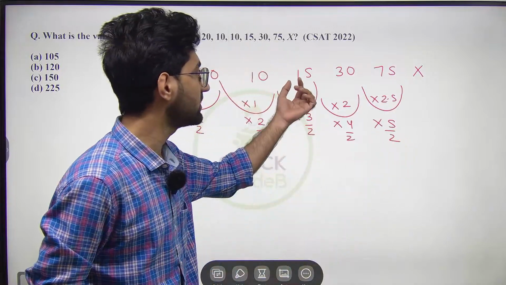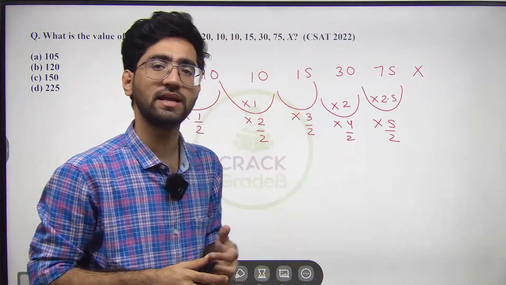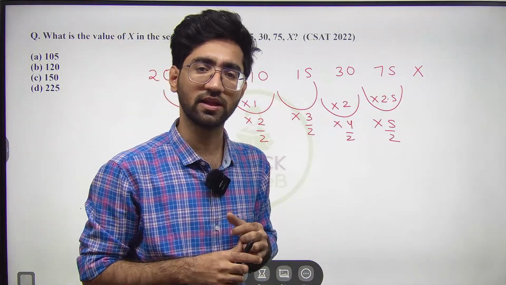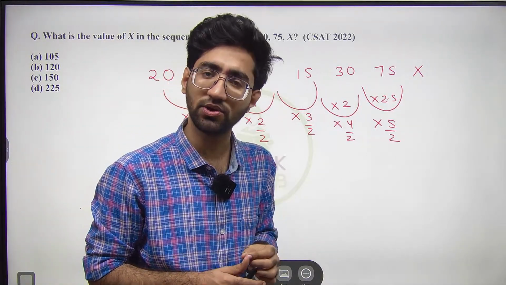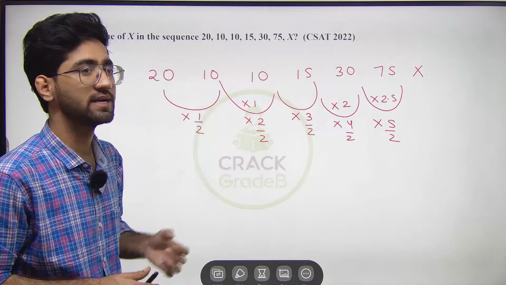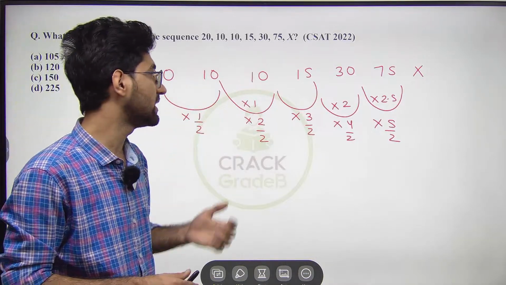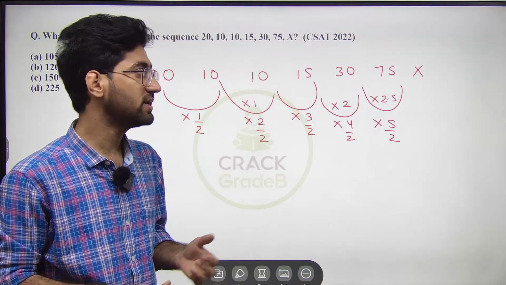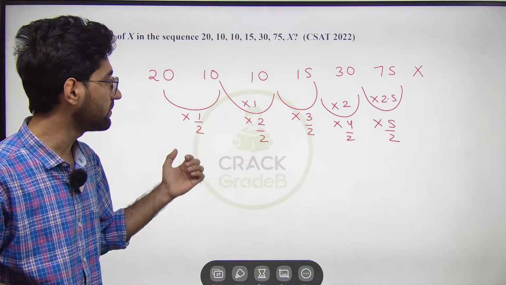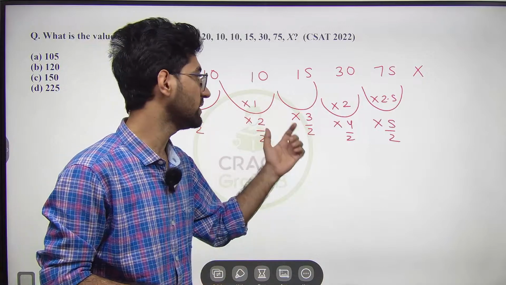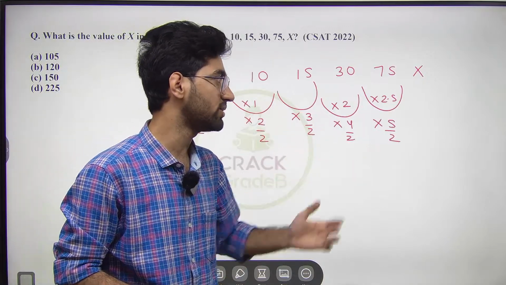And 30 into 2.5 is equal to 75 is basically 30 into 5 by 2. If you get two numbers 15 and 30, you should be able to think that 30 is equal to 15 into 2. If you see 20 and 10, you should be able to think that 20 into 1 by 2 is equal to 10. So what is the pattern? Into 1 by 2, into 2 by 2, into 3 by 2, into 4 by 2, into 5 by 2.